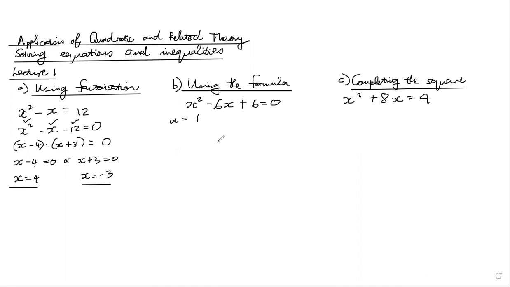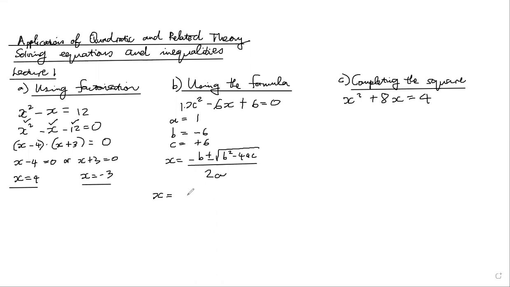coefficient of x is b, and the coefficient of the constant term, or simply the constant term, is c. So a is positive 1, b is equal to negative 6, and c is equal to positive 6. The formula simply says that x is equal to negative b plus or minus the square root of b squared minus 4ac, all divided by 2a. You'll see when we study nature of roots, the quantity under the square root sign, which is b squared minus 4ac, is called the discriminant. We will study the discriminant extensively.